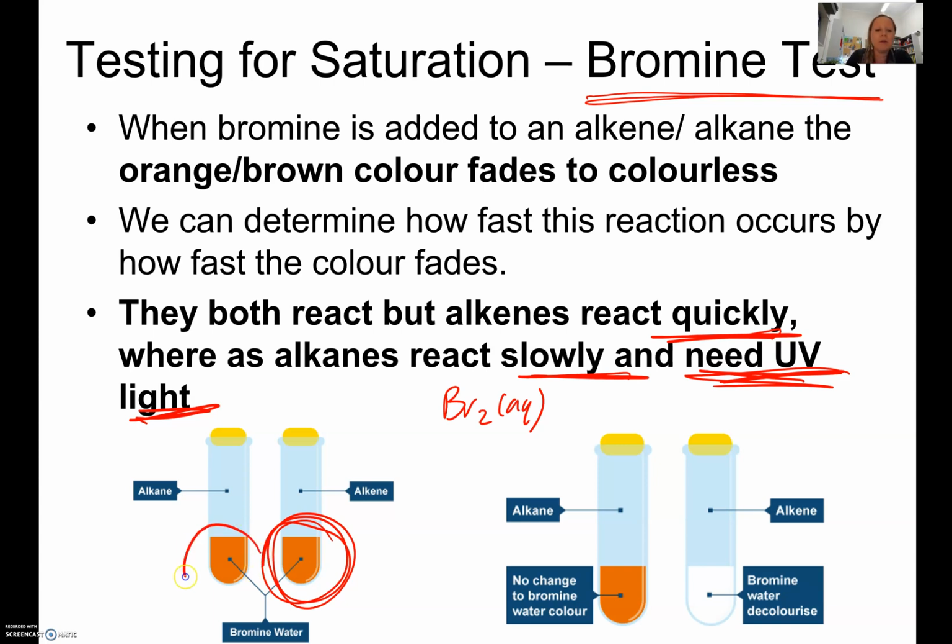So if we add bromine water to both an alkane and alkene, they'll both go orange straight away because that's from the bromine water. And if we leave them a few minutes, the alkene will decolorize to a colorless solution and the alkane won't because it's a slow reaction and it needs to have UV light. So I hope that makes sense. That's called a bromine test, and that's how we can distinguish between an alkane and an alkene. Alkene, nice and quick, no UV light. Alkane, slow and needs UV light.